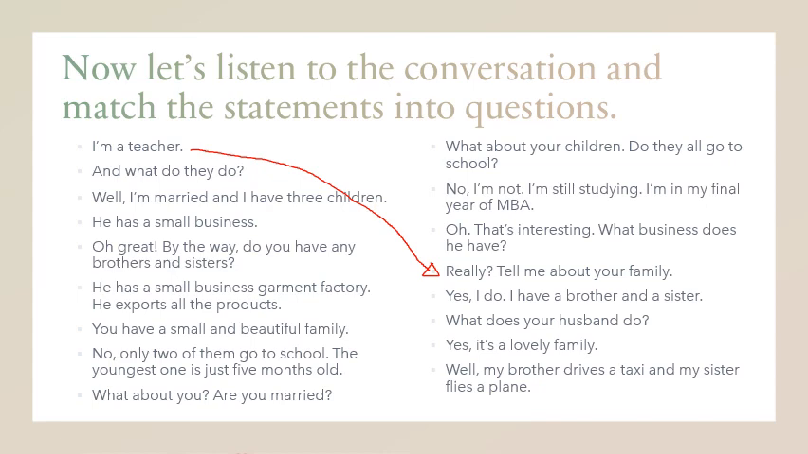Okay, what's the next statement, students? Okay, she said, well, I am married and I have 3 children. And then, what was the supporting question? Okay, as you heard, the supporting question is, what does your husband do? Okay, isn't it?